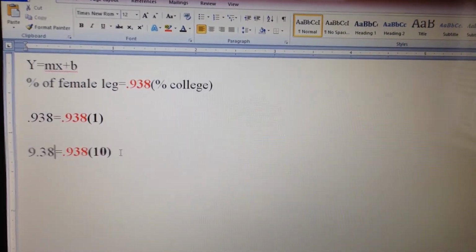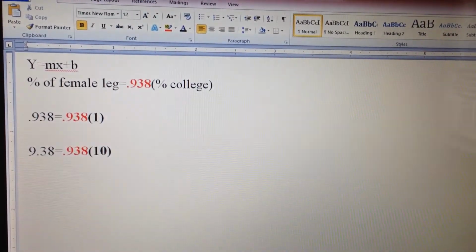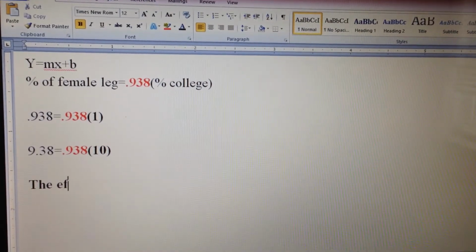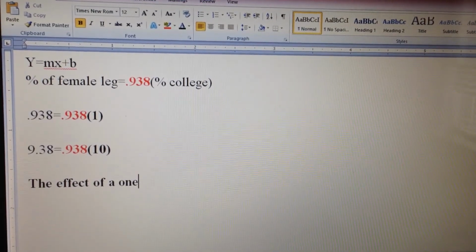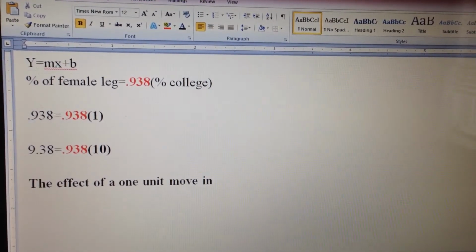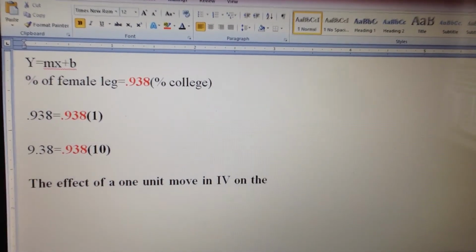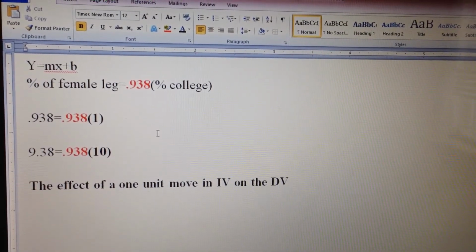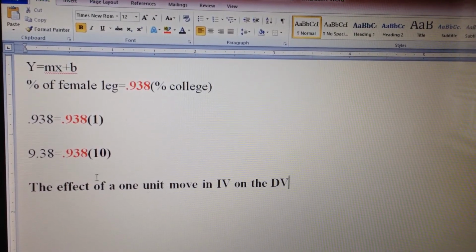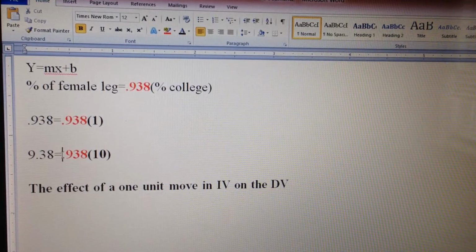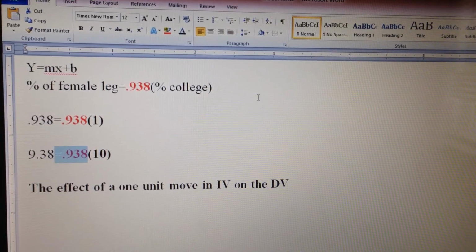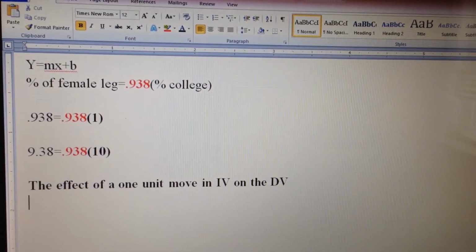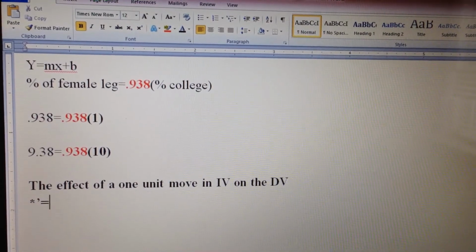In other words, this 0.938 is the effect of a 1 unit move in the independent variable on the dependent variable. The effect of increasing by 1% the percentage of people who went to college. Then you can multiply that by how many units?